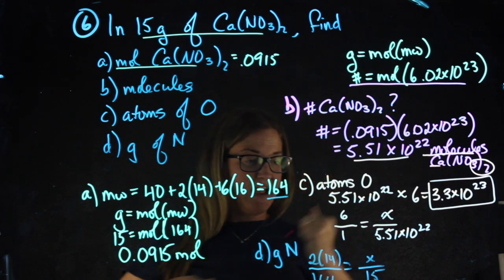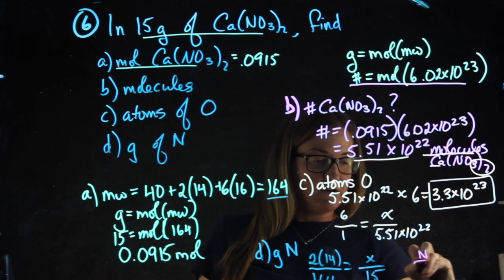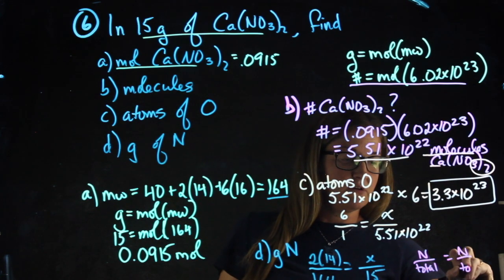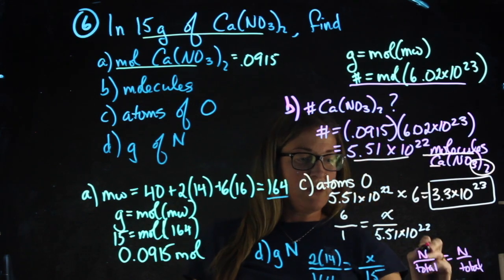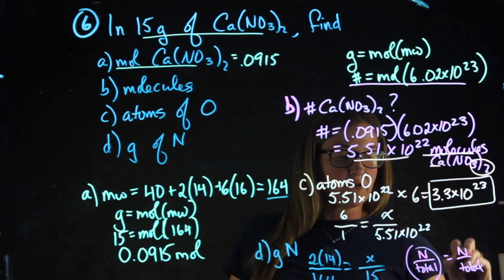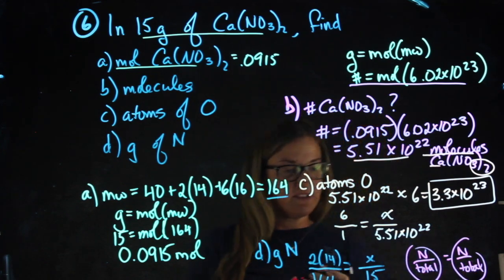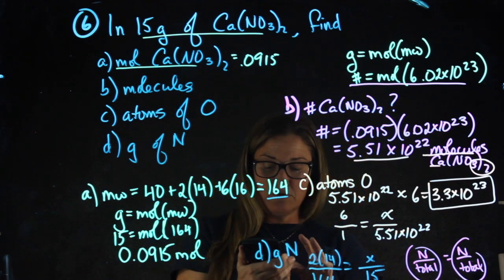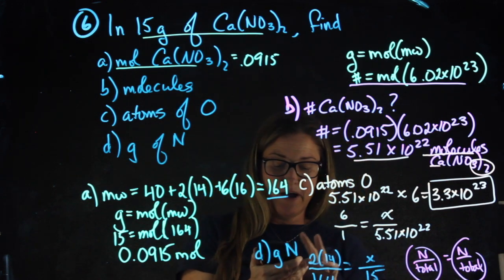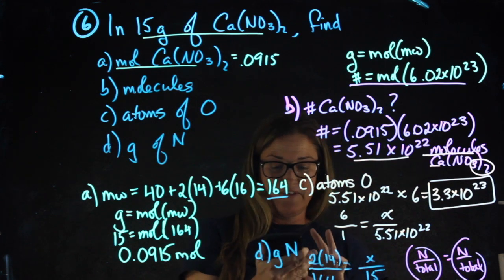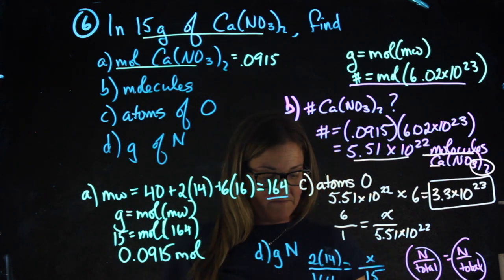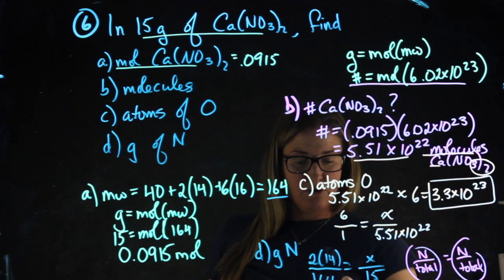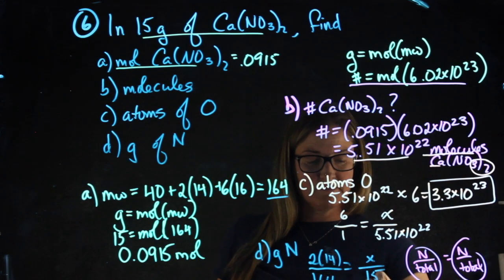Notice in each case what I have here is nitrogen over total equals nitrogen over total. On one side of the equation, we have molecular weights. On the other side, we have grams. To solve this, I'm going to do 2 times 14 divided by 164 times 15, giving me 2.56 grams of N.